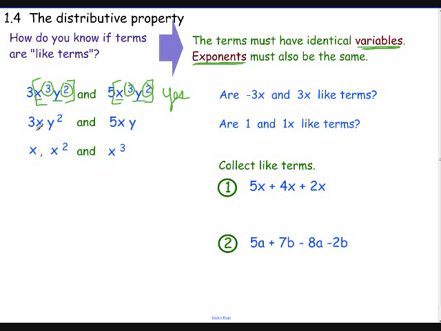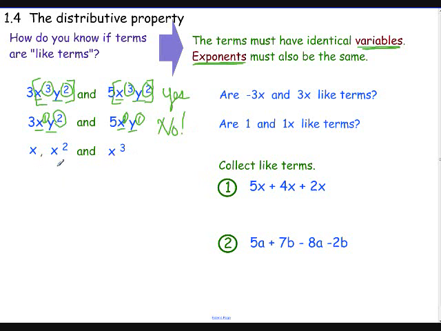So let's look at this one. Here we've got x in this, and x in this one, y and y. So far, so good. The exponents must also be the same. The exponent isn't written here, but we know it's a 1. We never write 1 when it's the exponent. But we run into trouble here with y, don't we? Because this one, the exponent is 1, and in this term it's 2. So no, these are not like terms.